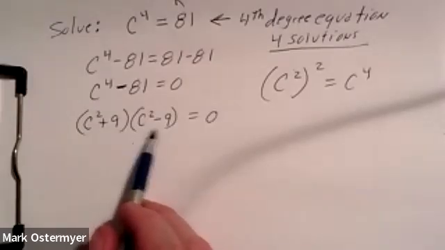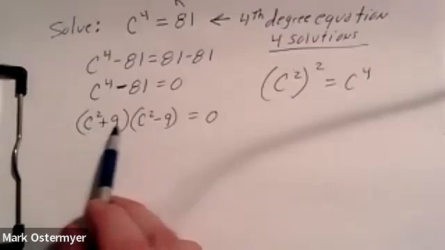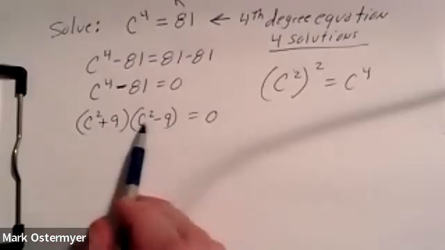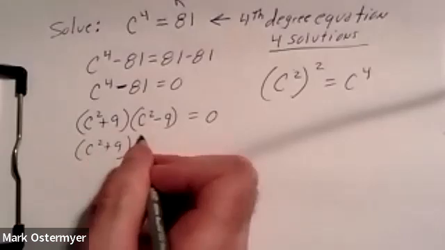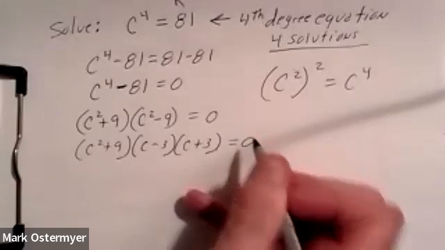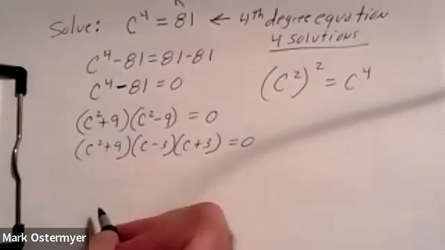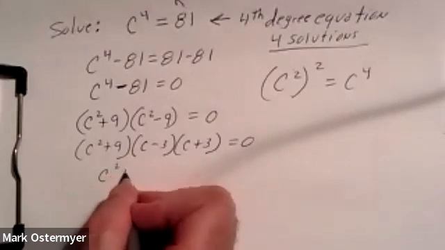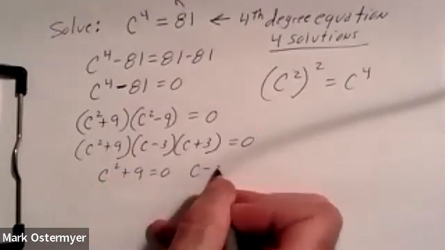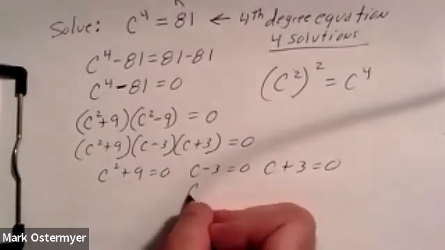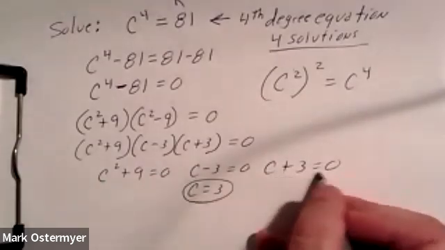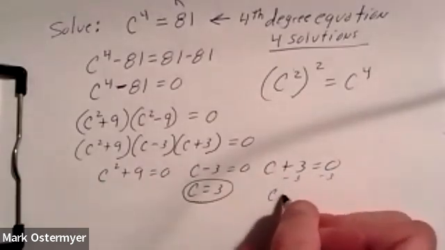Can we further factor this down? Yes. This is the sum of squares, which cannot be further factored down, but we can factor this one down. Being the difference of squares again, it can further factor down into C minus 3 times C plus 3. We set all our variable factors equal to 0. Solving this equation for c by adding 3 to both sides, we get 3 for one solution. Subtracting 3 from both sides, we get a solution of -3.